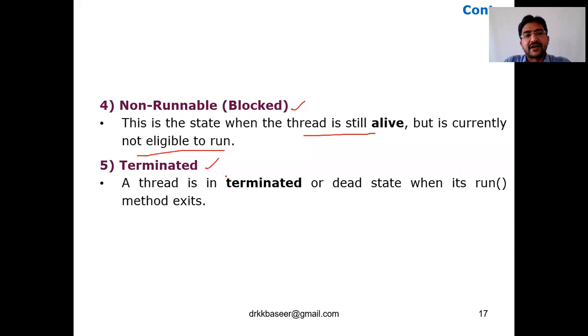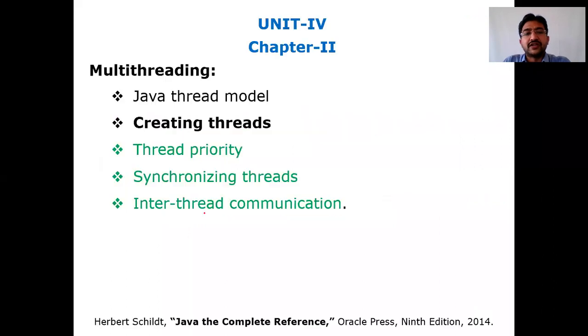The last state is terminated. A thread is in a terminated or dead state when the run method exits. When the run method exits means when the run method has completed. So with the help of the stop method, we can do that process.